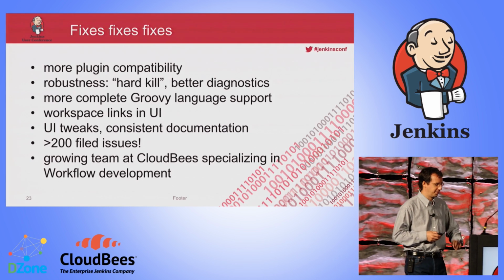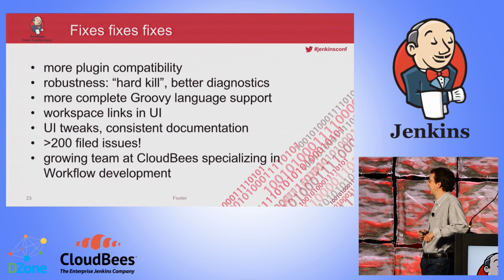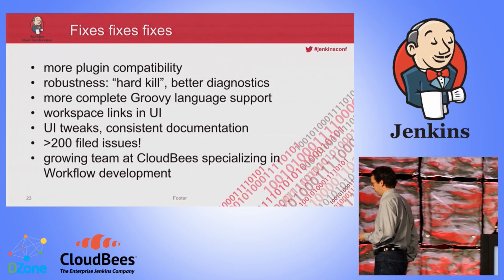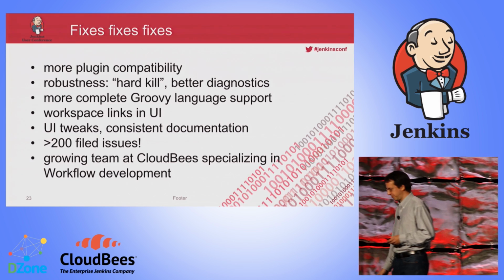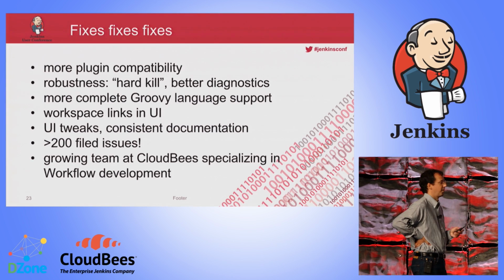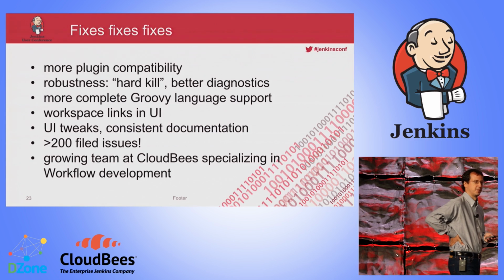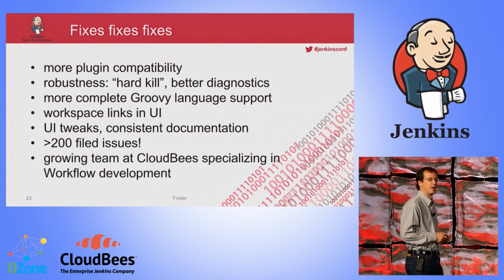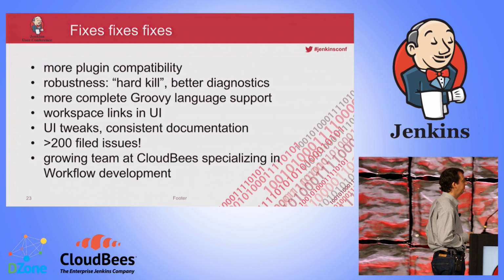There's over 200 things that are filed, so obviously we have to triage and pick the things that are most important to work on. The good news is that we recently hired several new people at CloudBees who are working in large part on workflow-related topics. So once they get some more experience, they should be able to contribute a lot of new features and bug fixes more rapidly.